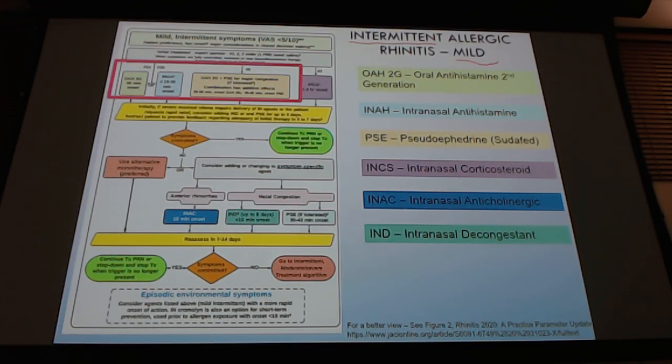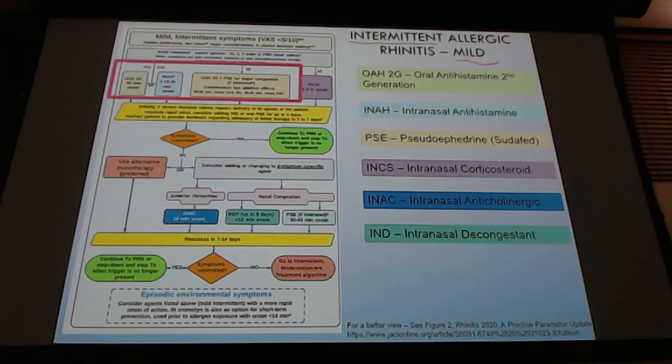When you're looking at your intermittent mild, all right, what you see here is I have OAH, which stands for your oral antihistamines, and we're going to get more into the drugs as we go along. But my oral antihistamines, preferably my second generation, because they have fewer side effects than my first generation. Remember, as our generations continue to go up, we are trying to get rid of side effects, or we're trying to target more things. So with that second generation, we're trying to say, hey, I need fewer side effects.